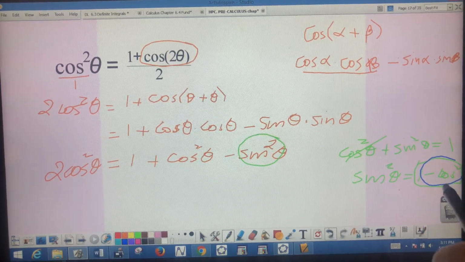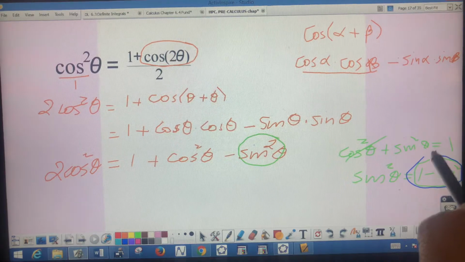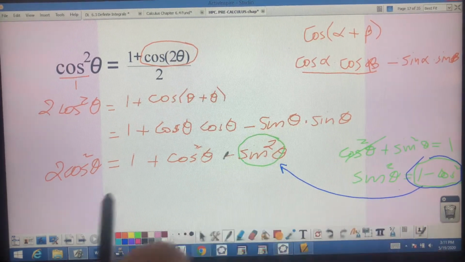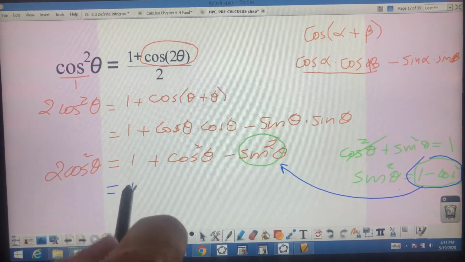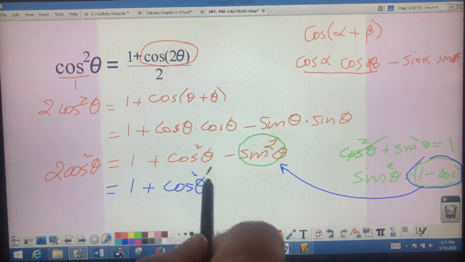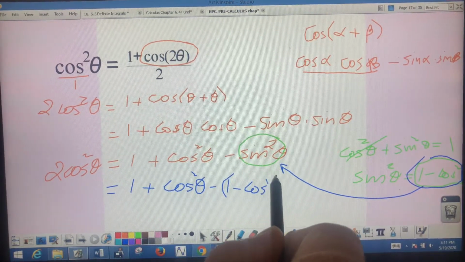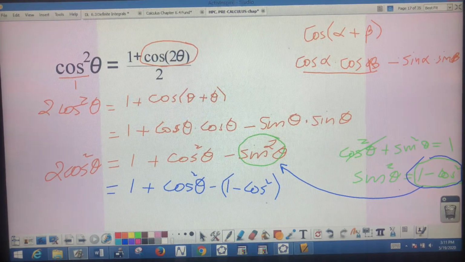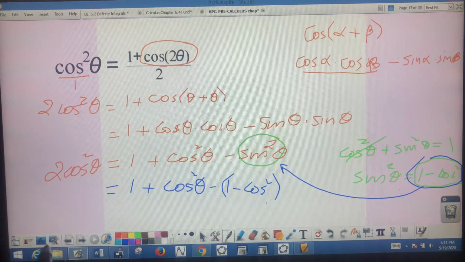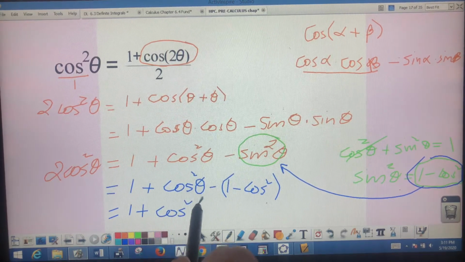Oops, I'm watching my camera and the screen at the same time. All right, so that's going to go right here. Watch out for the minus. So you got 1 plus cosine squared minus (1 minus cosine squared). Right? You can distribute the negative in here, so that would look like this. You can probably see the end now.